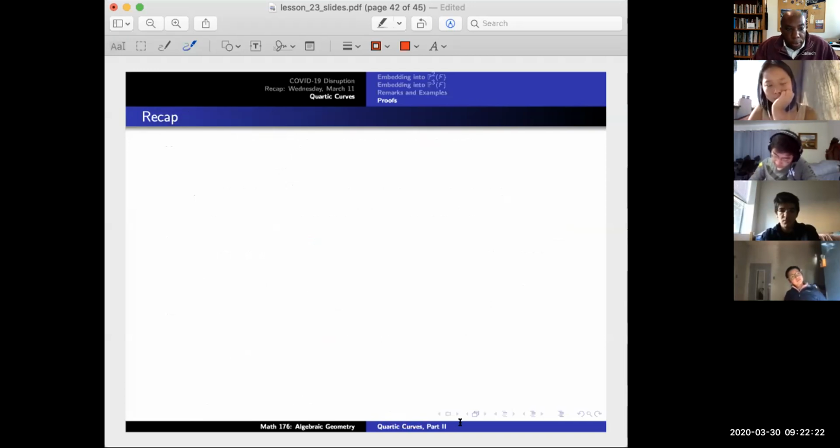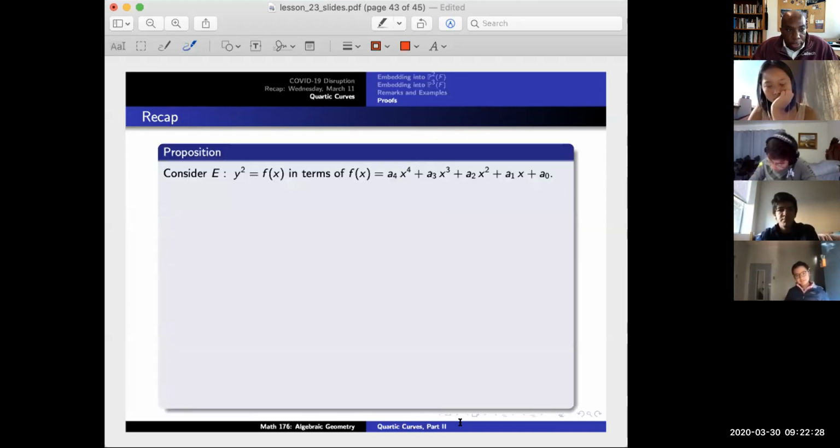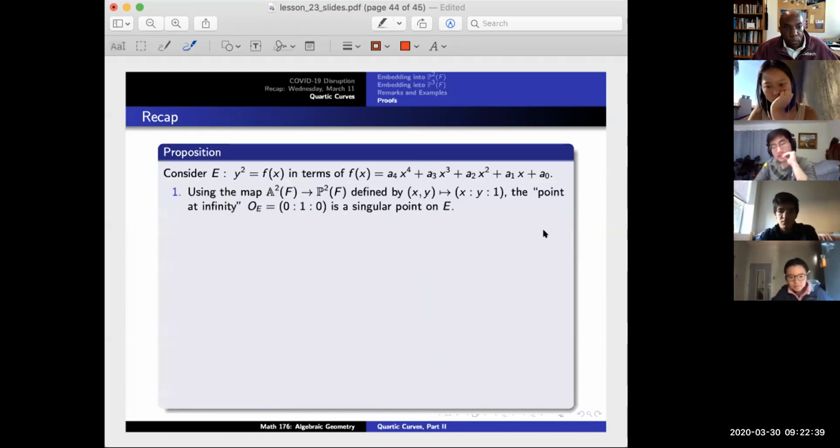Okay, so let's recap and put everything into one place here. Let's take a look at y squared is equal to f of x, where our f of x now is a polynomial of arbitrary degree. So it can be anything that we want. The first part of the proposition says that if we embed this into P2, that's a problem because we always find a singular point. So simply put, whenever you're dealing with a degree 4 polynomial, you don't want to embed into P2. If we had a degree 3 polynomial, we were fine, but for a degree 4, that's not really the right place to do it.